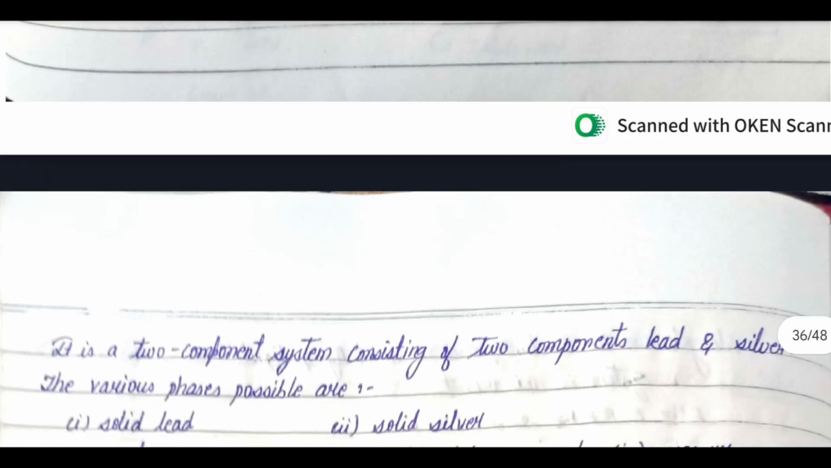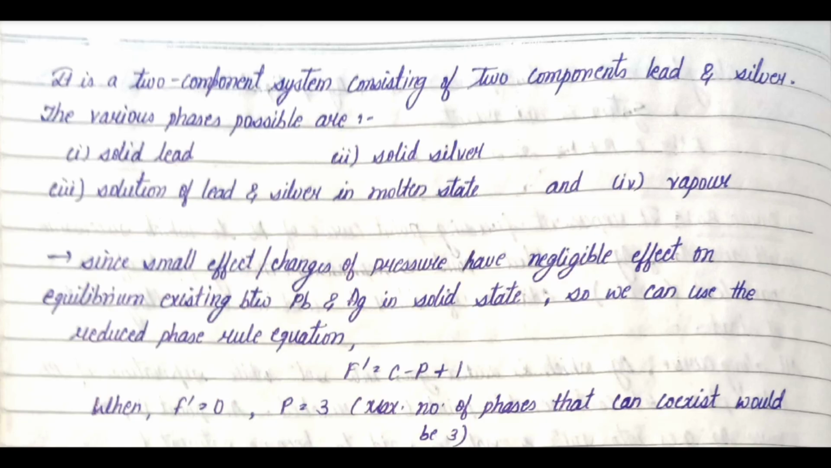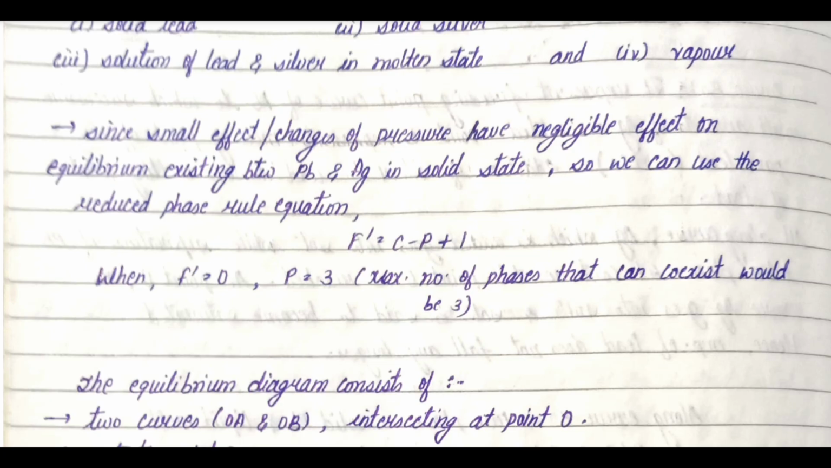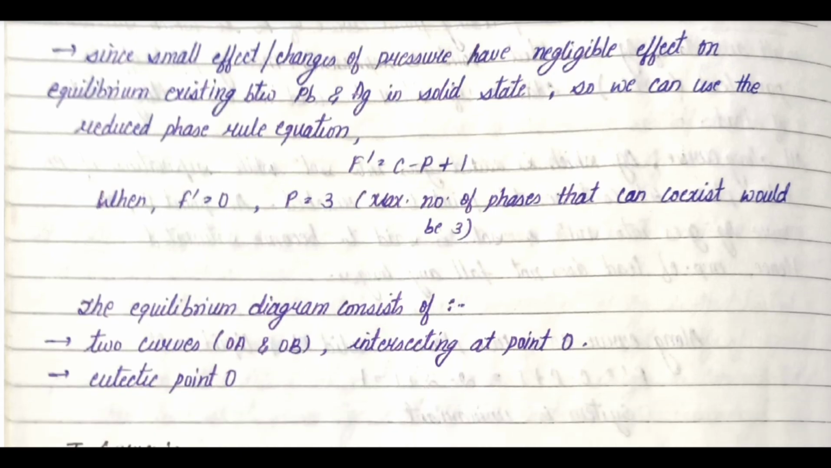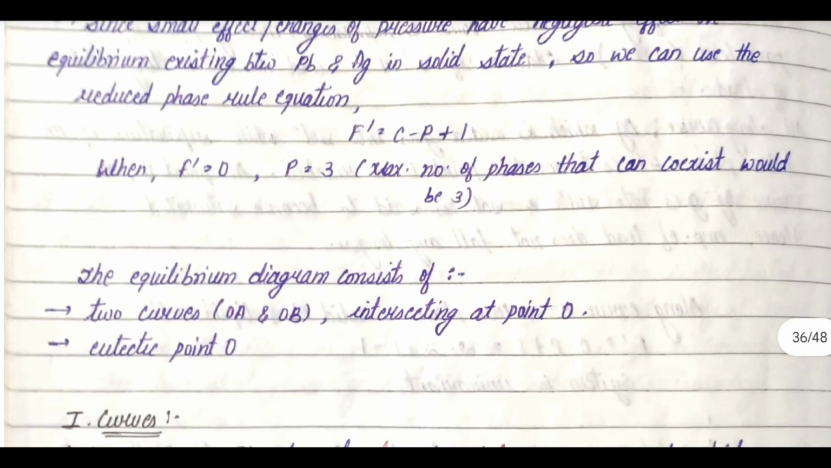Third, lead silver system. It is a two component system consisting of two components, lead and silver. The various phases possible are: first, solid lead; second, solid silver; third, solution of lead and silver in molten state; and fourth, vapor. Since small changes of pressure have negligible effect on equilibrium existing between Pb and Ag in solid state, we can use the reduced phase rule equation: F dash is equal to C minus P plus 1. When F dash equal to 0, P is equal to 3. Maximum number of phases that can coexist would be 3.